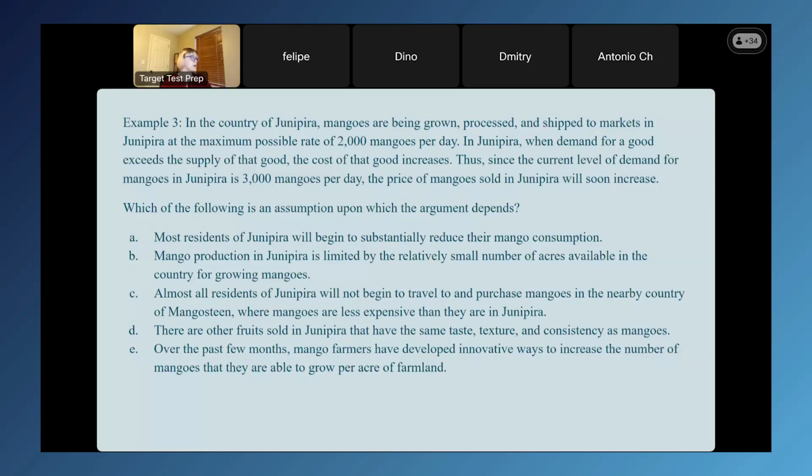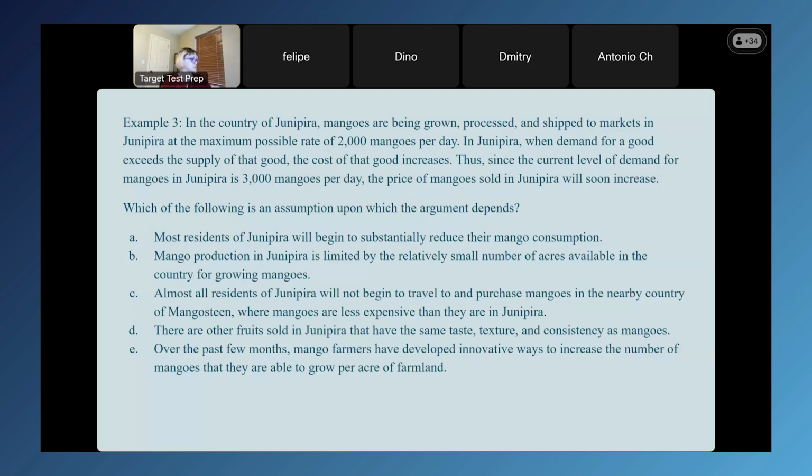C, almost all residents of Junipero will not begin to travel to and purchase mangoes in the nearby country of Mangosteen, where mangoes are less expensive than they are in Junipero. If we negate that one, and almost all residents of Junipero can start traveling to this nearby country to buy mangoes where they are less expensive, then the conclusion no longer follows from the premises, because the localized demand will decrease. They're going to be traveling outside of the country to purchase mangoes elsewhere, and the price would probably not increase.